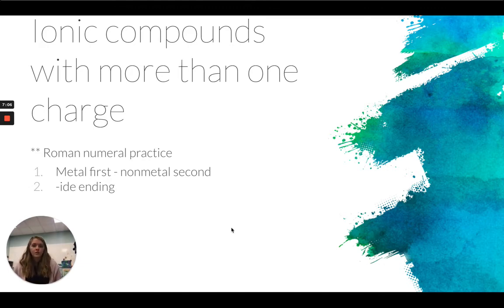So some rules for ionic compounds with more than 1 charge. The metal, of course, is always going to go first still, and the nonmetal is going to go second. And there's still going to be an IDE ending, but things are going to be switched up just a little bit. So let's look at some practice ones.